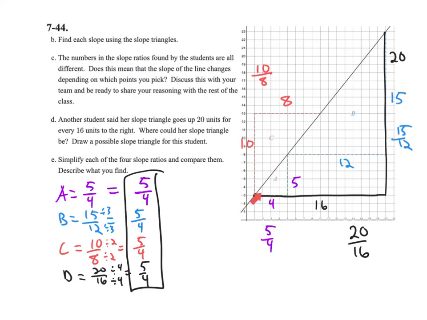So our takeaways here is it doesn't matter where or how you draw it, how big, how small, anything. When you reduce down the fraction, you should all get that same slope if it's the same line.